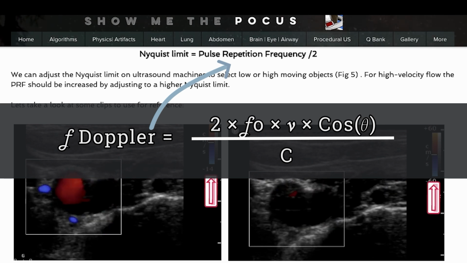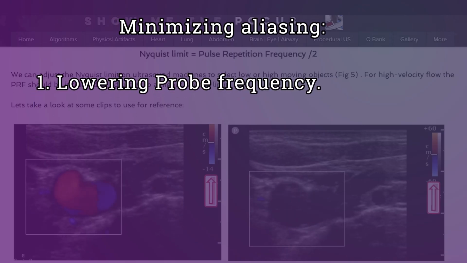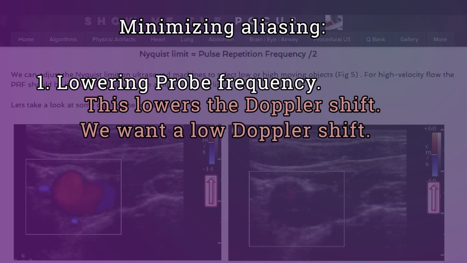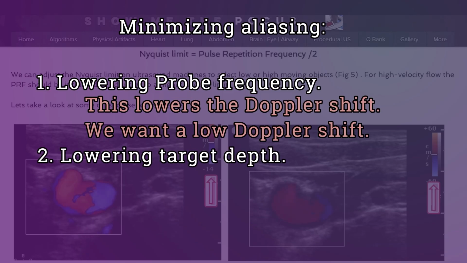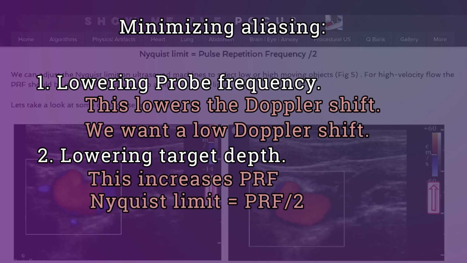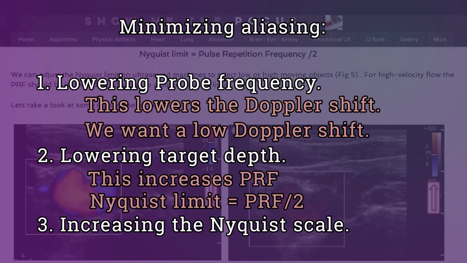What can we do to minimize aliasing? Probe frequency. Lowering the probe frequency lowers the Doppler shift since the operating frequency is proportional to the Doppler shift. Shallower depth. Lowering the depth of measurement. The pulse repetition frequency is higher by selecting a shallow depth, and thus the Nyquist limit increases. Velocity of the moving reflector. Higher velocities will lead to a higher Doppler shift and thus a higher risk of aliasing. If such is the case, we should choose a higher Nyquist scale.